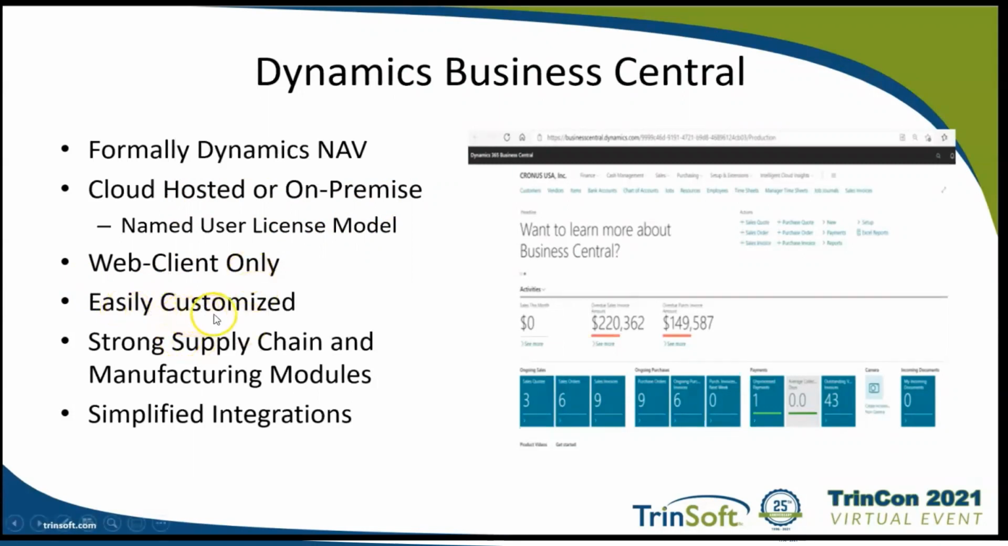Also, it's easily customizable. So if you use GP, you know that if you need to make a change to the system, it's not easy. You pretty much have to live within the confines of what GP can do. Or you might have an ISV that you tack on to do certain things. That's not the case with Business Central. With Business Central, you're going to have the ability to customize the system, add fields, add tables, add a complete module if you wanted to.